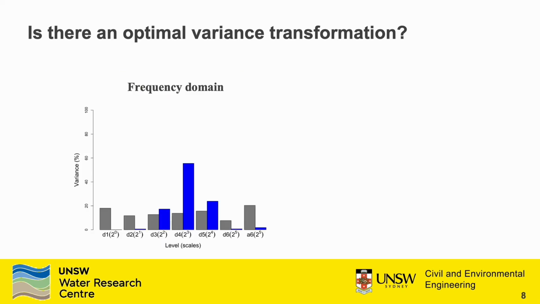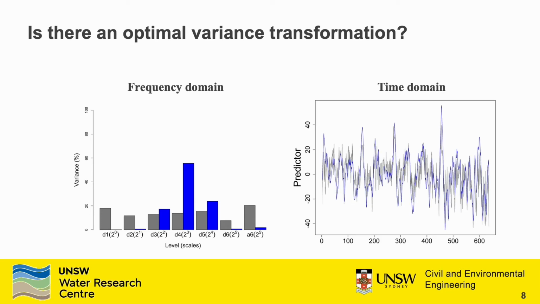So, how does it look after the optimal variance transformation, using the same predictor wind stress shown earlier as an example? The blue bar presents the variance distribution after the transformation. Now the variance concentrates more at medium frequency, level 4 and level 5, and it does become more similar to our target response. While in the time domain, the transformed predictor, the blue line here, is much smoother because the variance at high frequency levels is modulated by our variance transformation. Now, what's the implication of the variance transformation for ENSO forecasting?